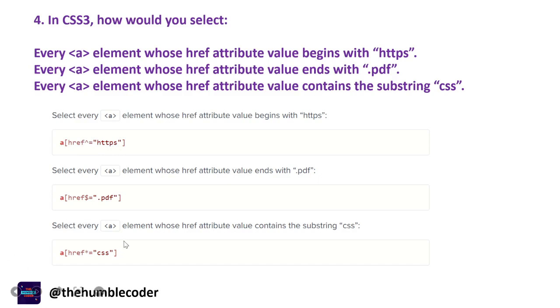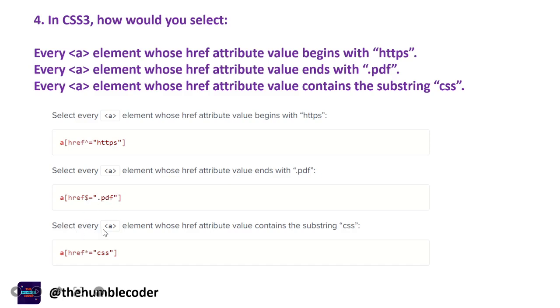Okay, now the second one is: select every anchor element whose href attribute ends with .pdf. Similarly, if you have to check whether anything ends with a specific value, then you will make use of this $ sign. So href $ equals .pdf, in inverted quotes.